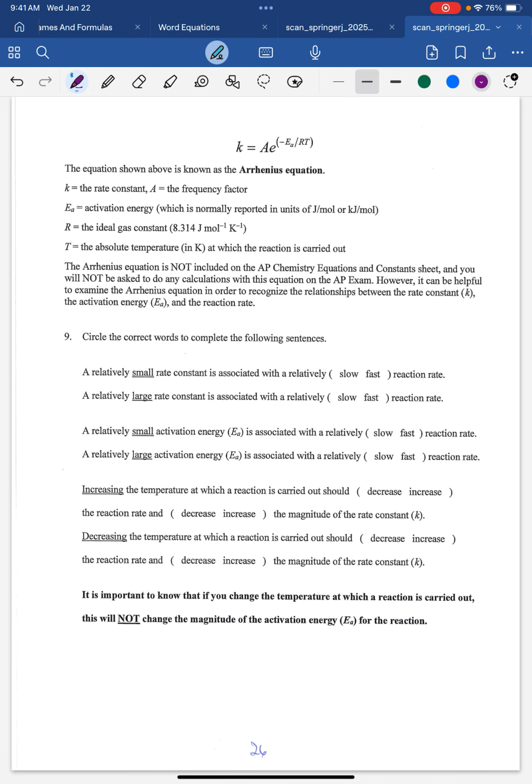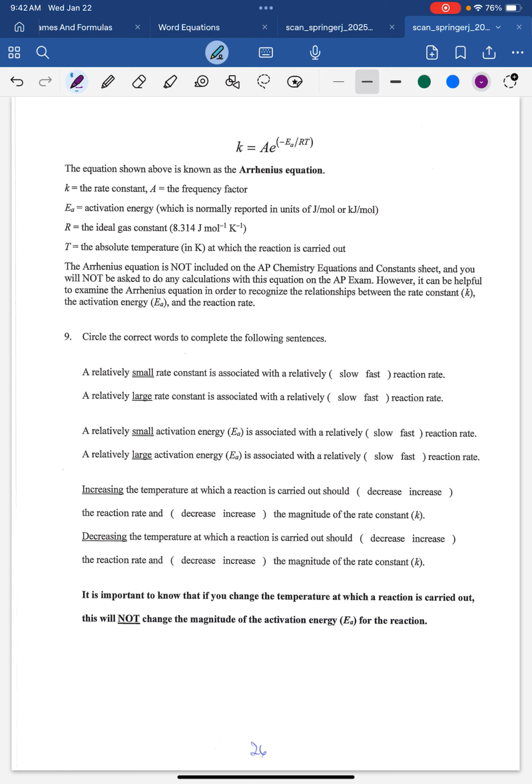All right, next, the equation above is known as the Arrhenius equation. K is the rate constant, A is the frequency factor, E sub A is the activation energy, which is normally reported. All right, I don't need to read all that to you. The Arrhenius equation is not included on the AP Chem equations and constants sheet. You will not be asked to do any calculations. However, it can be helpful to examine this equation in order to recognize relationships between the rate constant K, the activation energy E sub A, and the reaction rate.